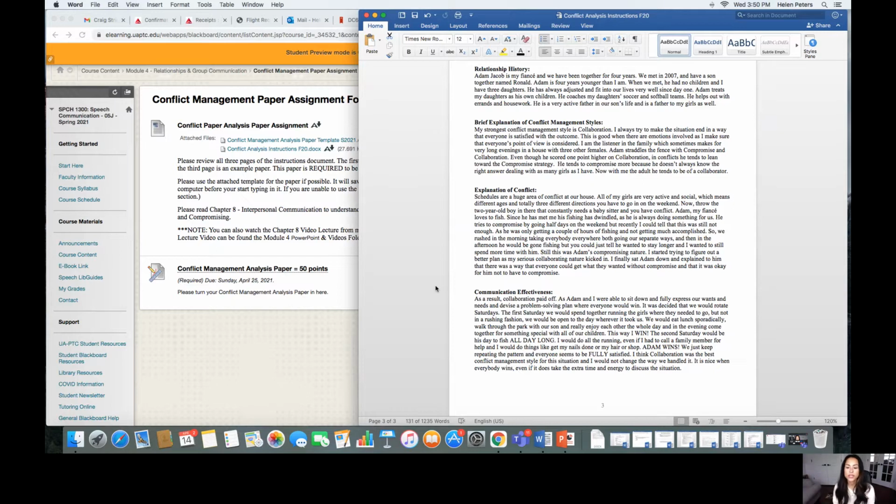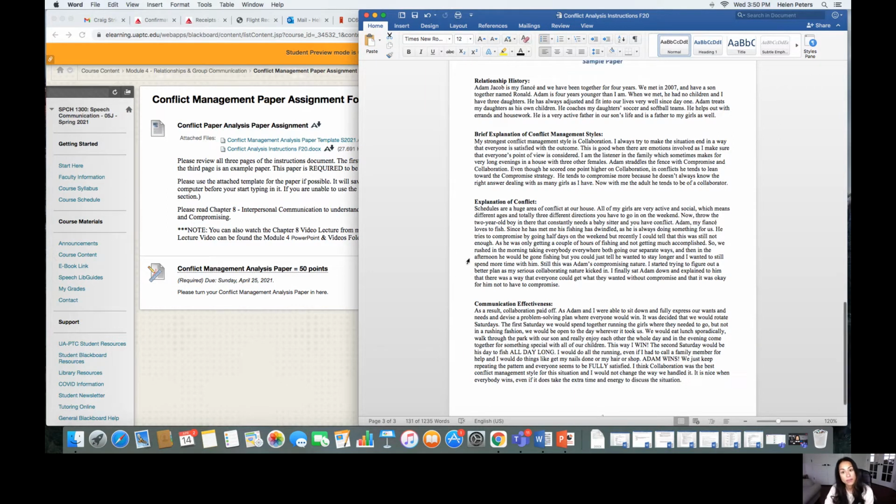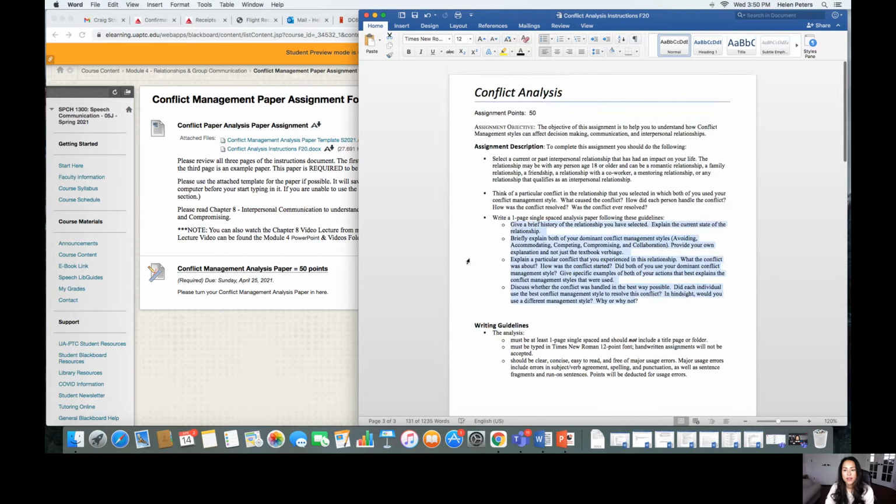So basically you're just wanting to tell me the why and write out the process. Don't just state the what. That's the main thing, because if you just tell me the what, it's not going to be long enough. So make sure you go into detail with all those things. This is what a paper should look like.